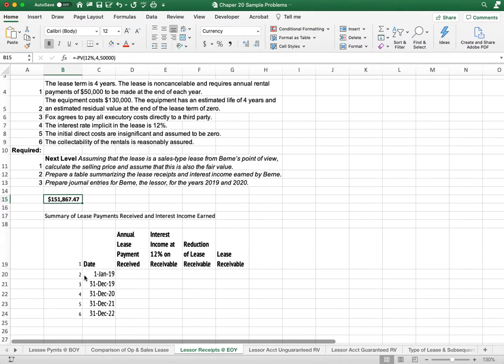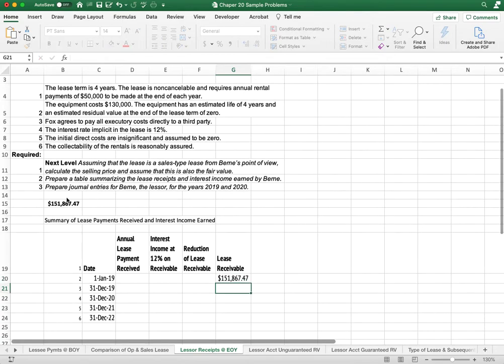But anyways, going on. Part 2, prepare a table summarizing the lease receipts and interest income earned by Bernie. So as of January 1st, 2019, we have the lease receivable equal to this 151. So we'll pull that down. Then the annual lease payment received is $50,000.